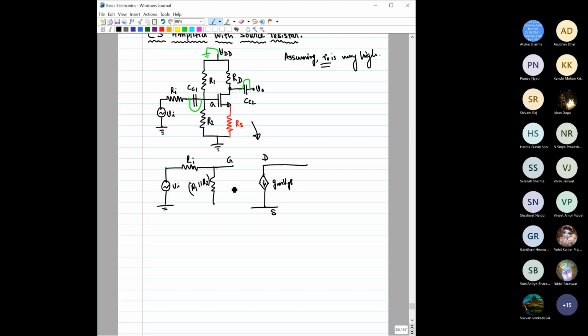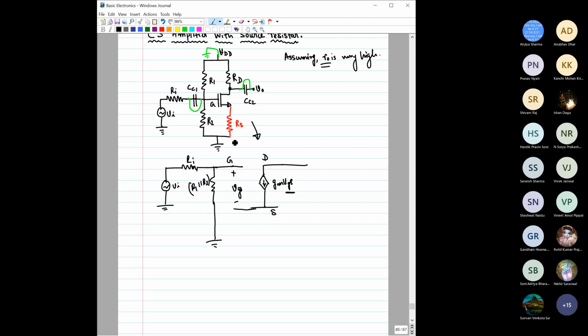Okay. Now see, if this is gate, this is drain, and this is source, then the dependent current source magnitude would be GM VGS, right? So there is some term which is VGS. This is the gate terminal, this is the source terminal, so VGS is basically this one, right?